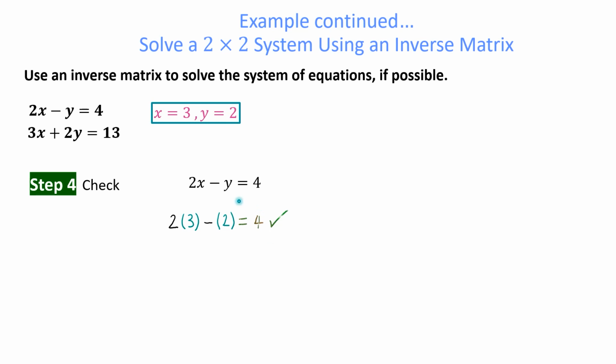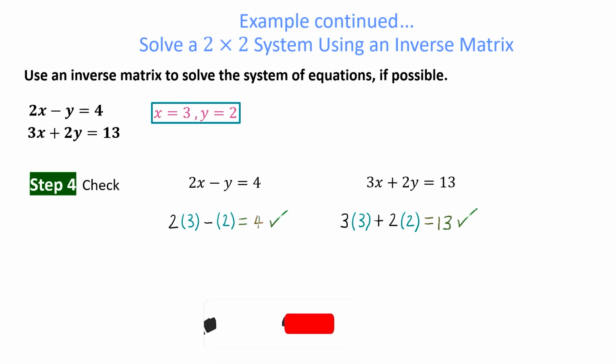And then we have the second equation, 3x plus 2y equals 13, and we'll again substitute these values into the left-hand side over here, like so. And we want to know, does what we have over here equal 13? And it does indeed. So we know it holds true for both equations, and we know we're on the right path and we've worked out our answer correctly.